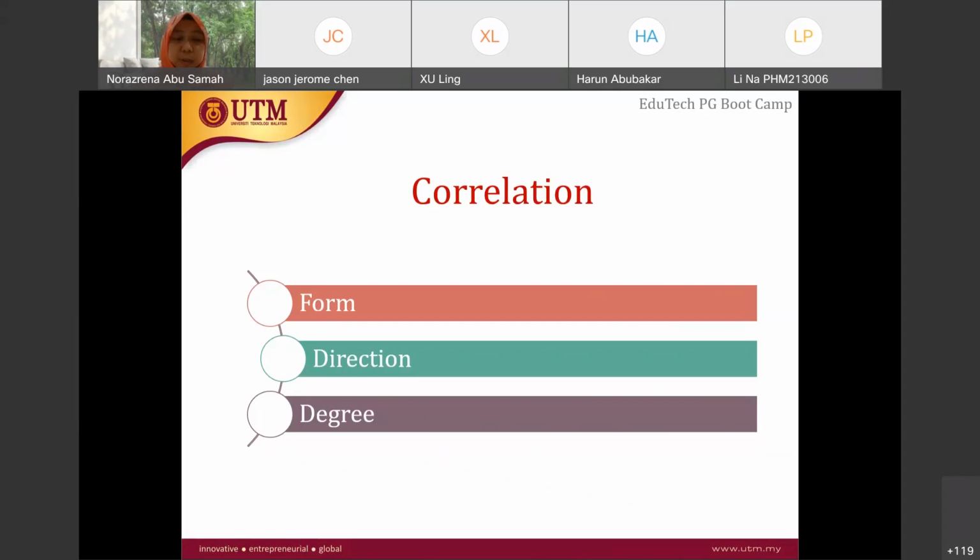Okay, we will see later, because when you run a correlation, you will have the matrix of that. Okay, the correlation matrix, we call it. So we will see that later.